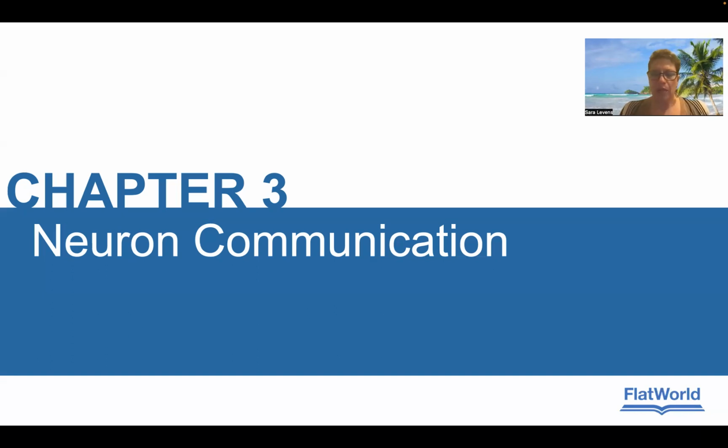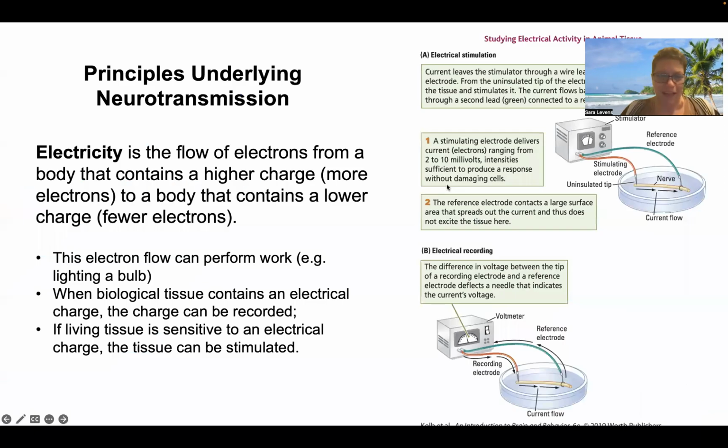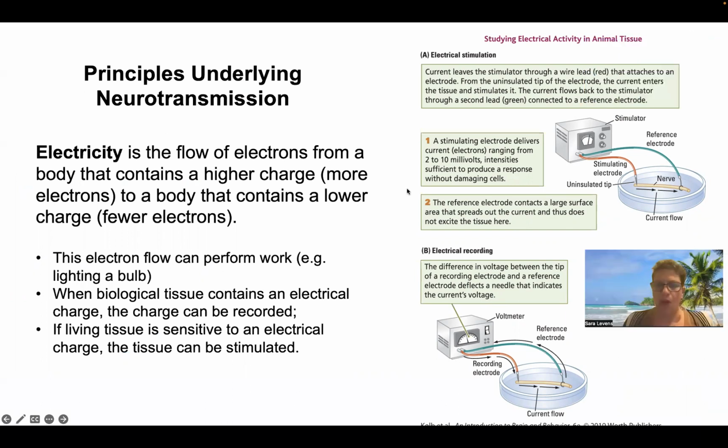So we're going to begin by thinking of the principles of neuronal communication. The basic element underlying neurotransmission is electricity. Electricity is the flow of electrons from a body that contains a higher charge, more electrons, to a body that contains a lower charge, fewer electrons. We'll give a little more example on the next couple of slides. This electron flow from higher charge to lower charge can perform work.